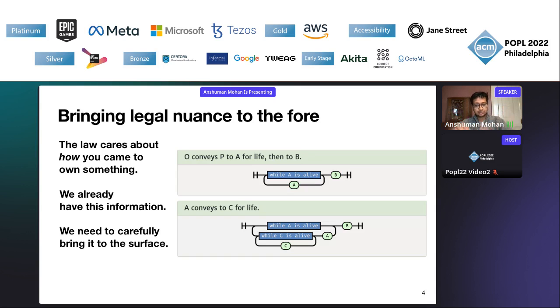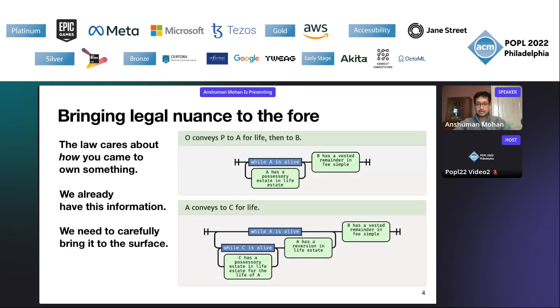So as I do the next transition, observe these green bubbles, which will all suddenly become a lot more legal than just a letter. So now, A has a possessory estate in life estate, and afterwards B has a vested remainder in fee simple. After A does away with this property, gives it to C, C has possessory estate in life estate, while A has a reversion in life estate.